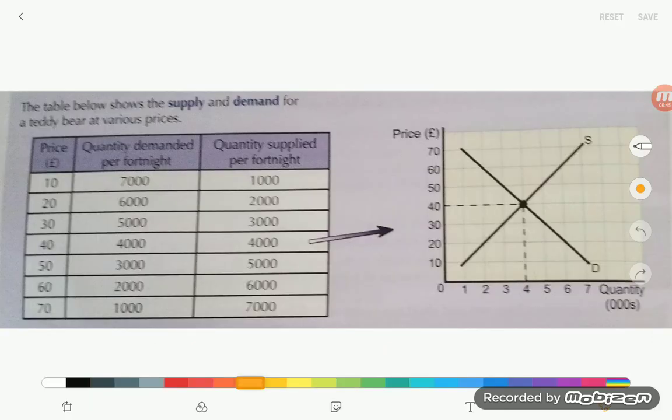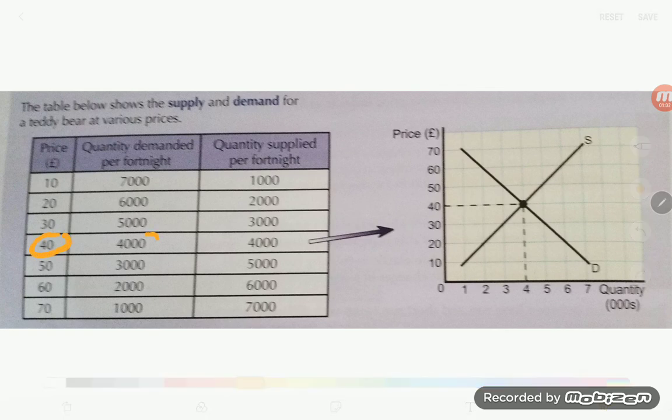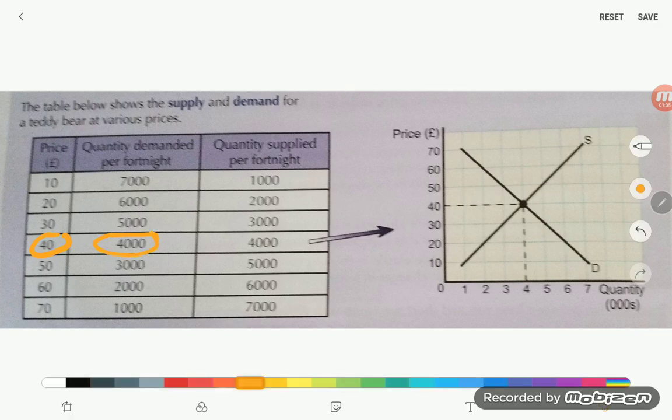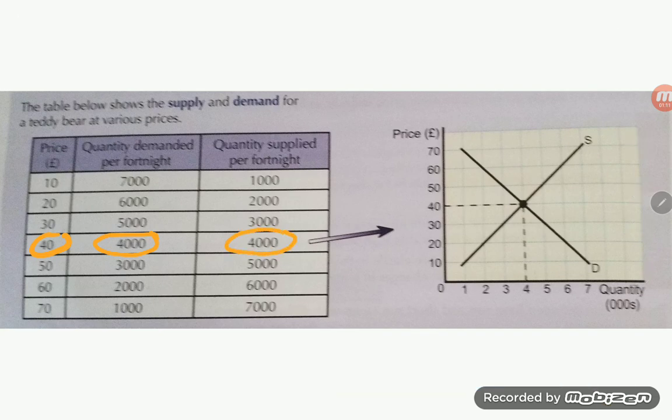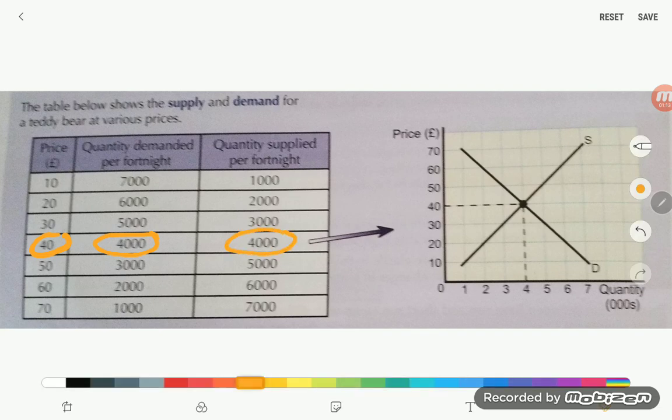The table shows the supply and demand for a teddy bear at various prices. By looking at the data in this table, you can see that the equilibrium price is £40. And it's £40 because the units demanded, 4,000, are exactly equal to the quantity supplied. And this can be reflected on the diagram. Here, the equilibrium price and quantity are established once more at £40 and 4,000 units.